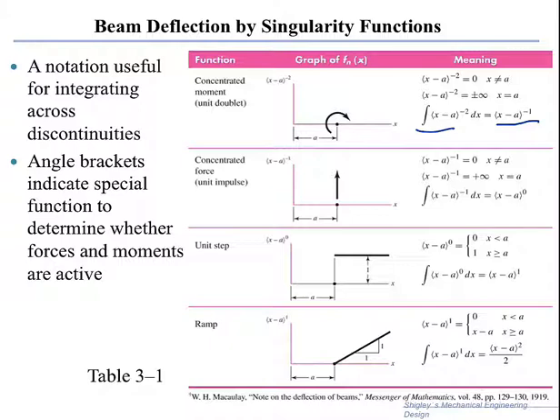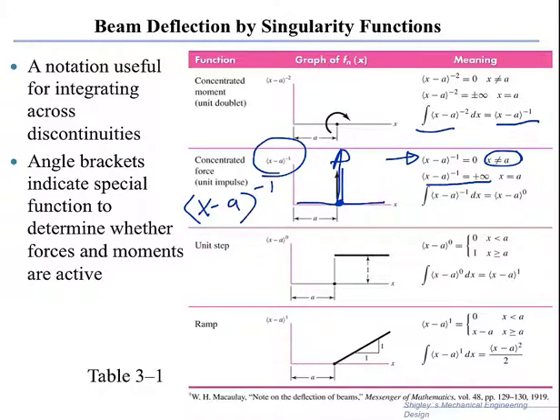The delta function is represented by this expression, x minus a raised to the minus 1, and is concentrated at x equals a. The meaning of this expression is that it doesn't exist anywhere else other than at x equals a. So the value is 0 everywhere, and at x equals a, the value is plus infinity. So it goes 0, plus infinity, and then back down to 0. That's the delta function. And the use of the delta function is to represent a concentrated force.